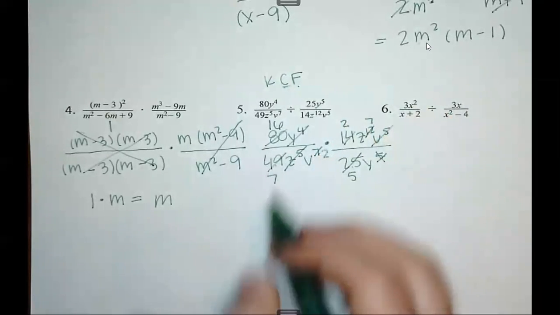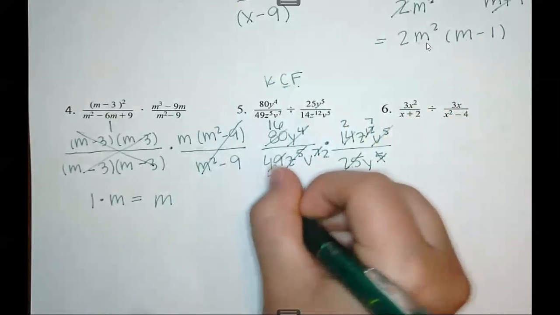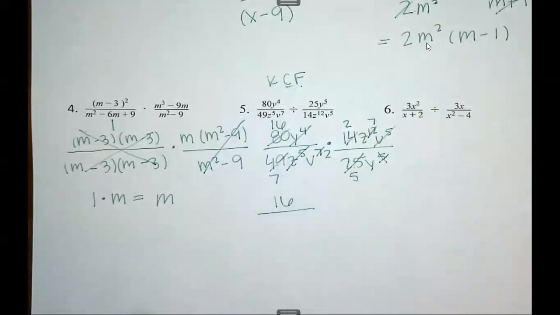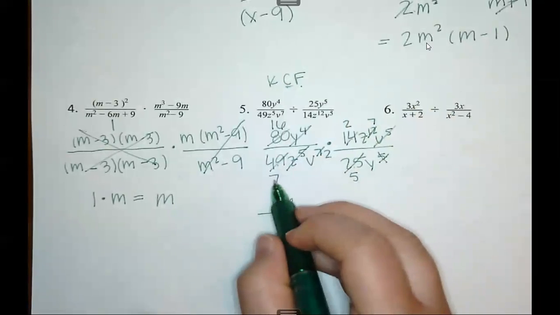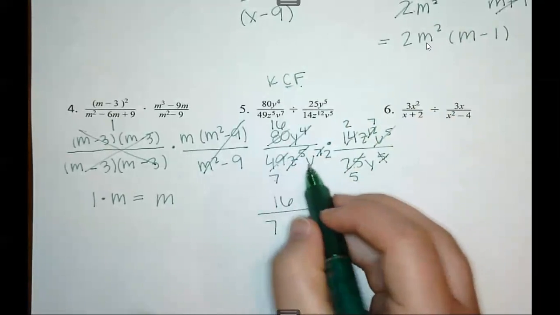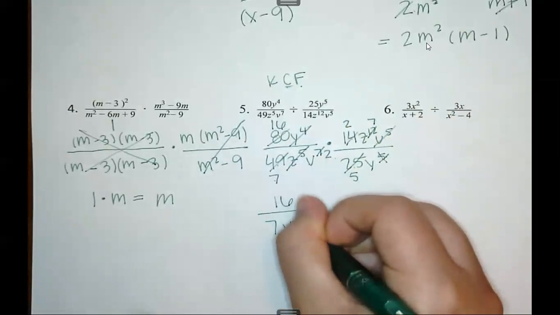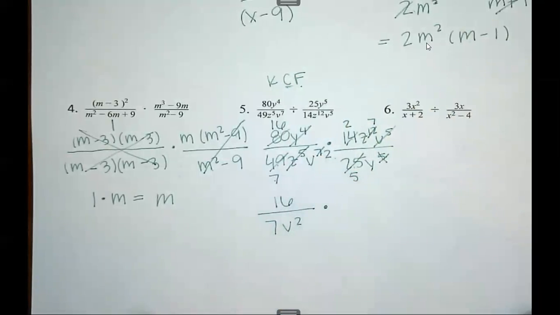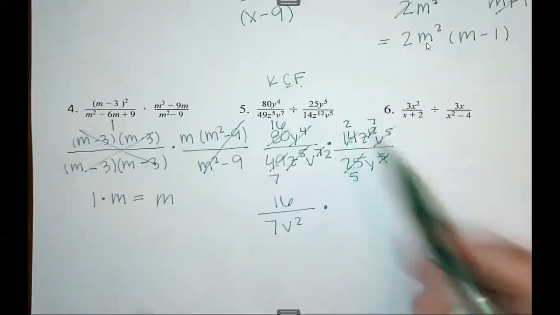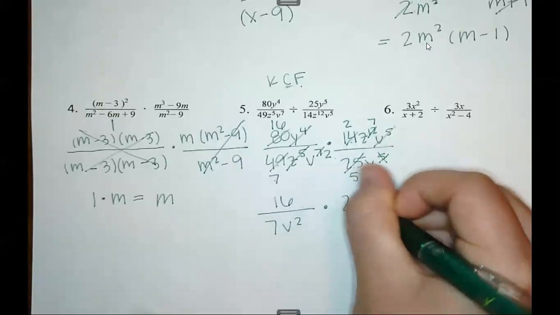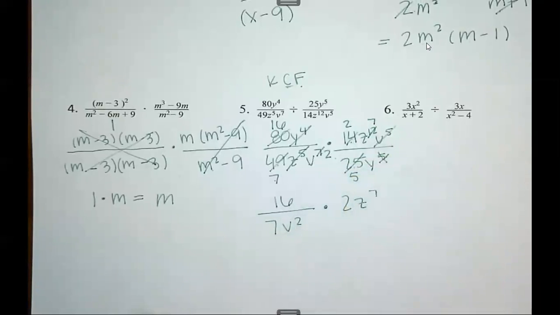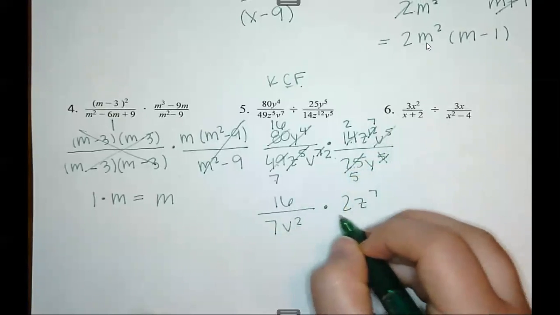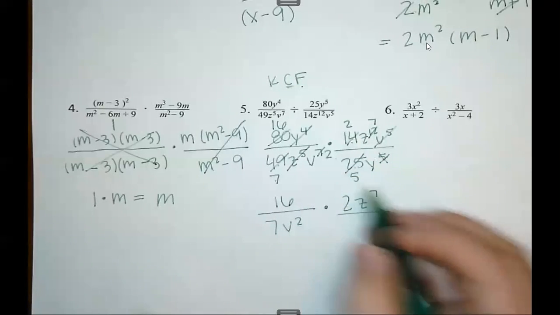So now, in the top of this fraction, all that's left is 16. And then in the bottom, we have 7v squared times, in my other fraction, my 14 became a 2. I have z to the 7th. The v completely went away. In the bottom, I have 5y.